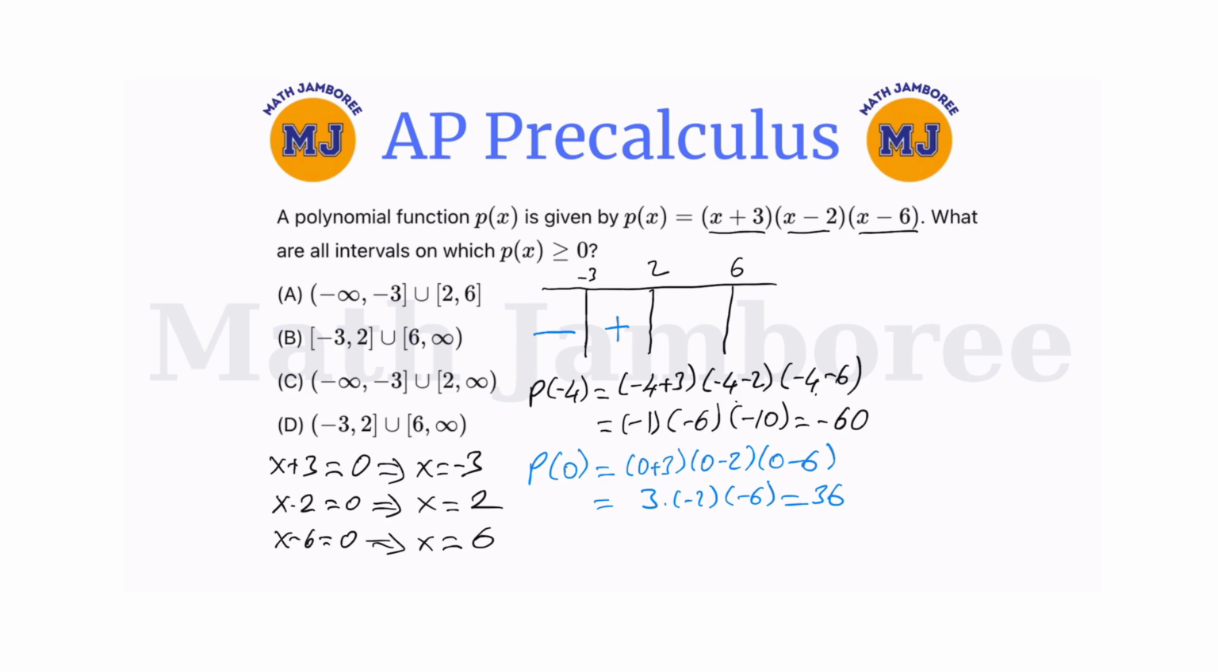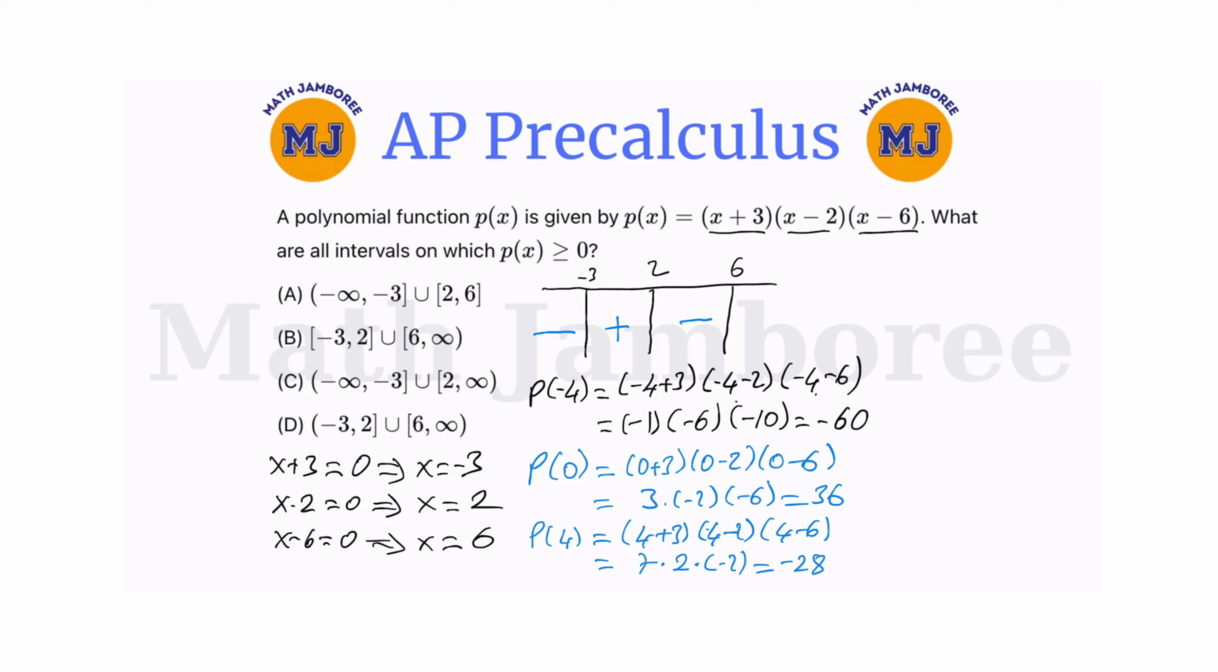Between 2 and 6, you can use any value. Let's go ahead with 4, if you like. p of 4: we put 4 for x, 4 plus 3, 4 minus 2, and 4 minus 6. If you substitute and calculate, this becomes 7 times 2 times negative 2, which gives you negative 28. So the value of p of x between 2 and 6 is negative.